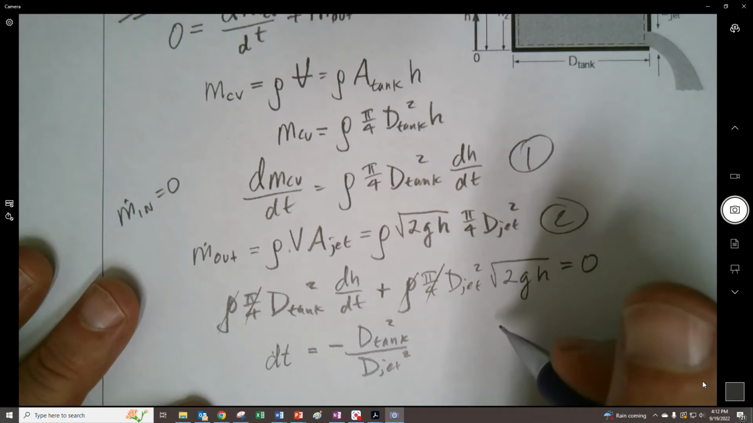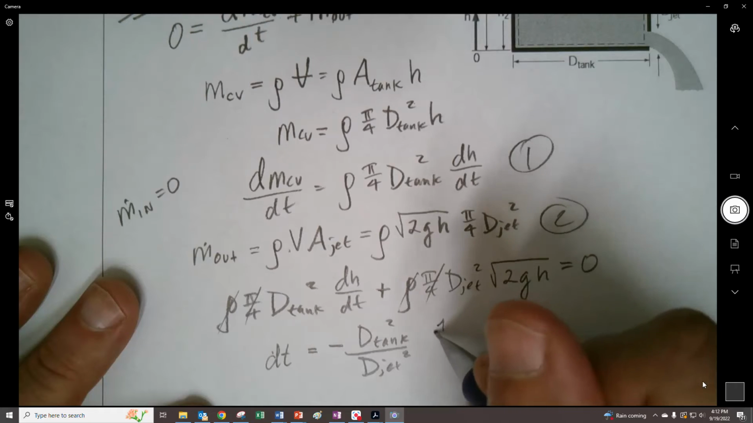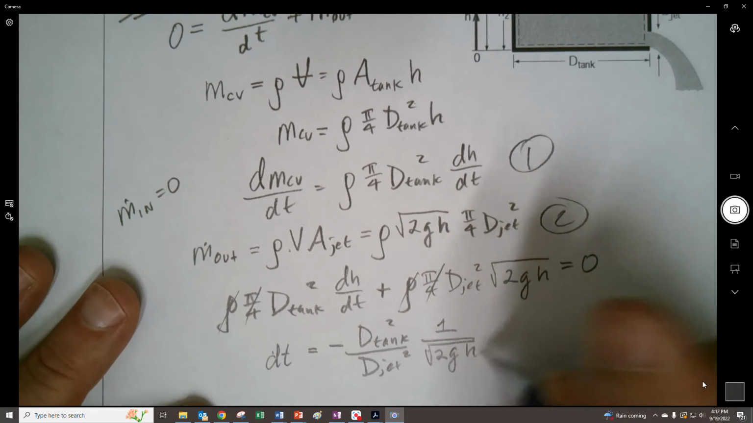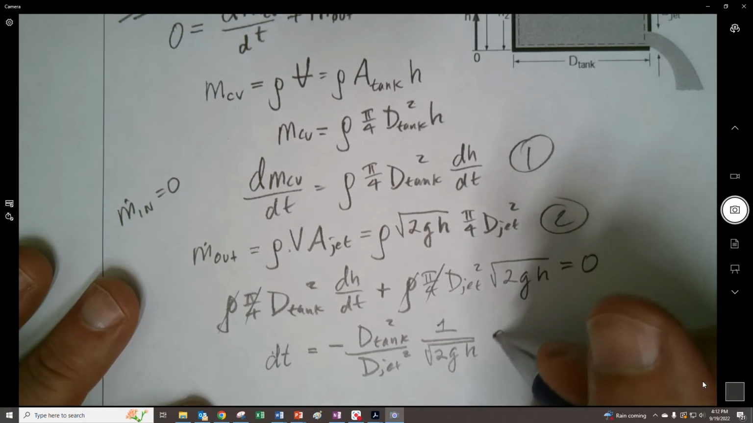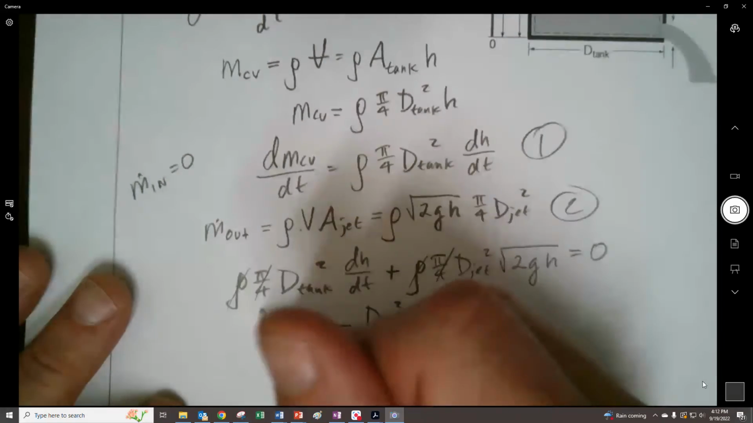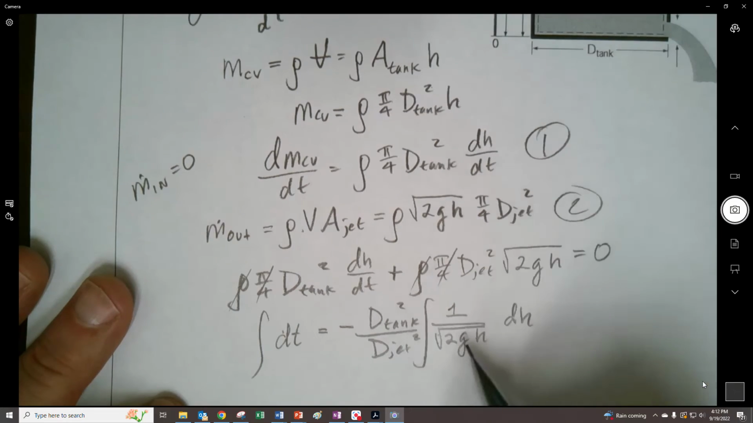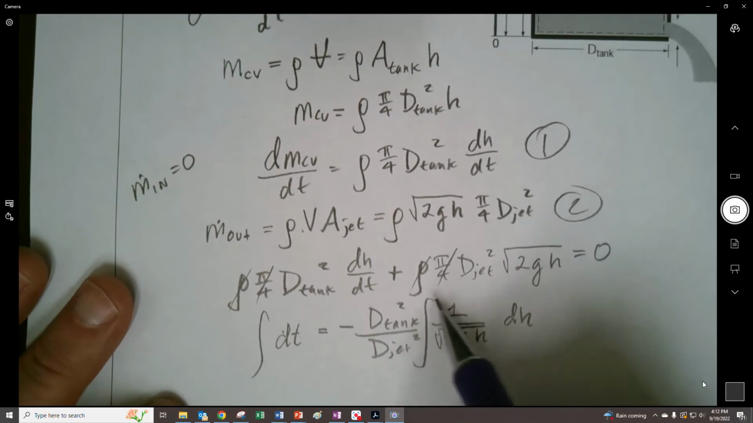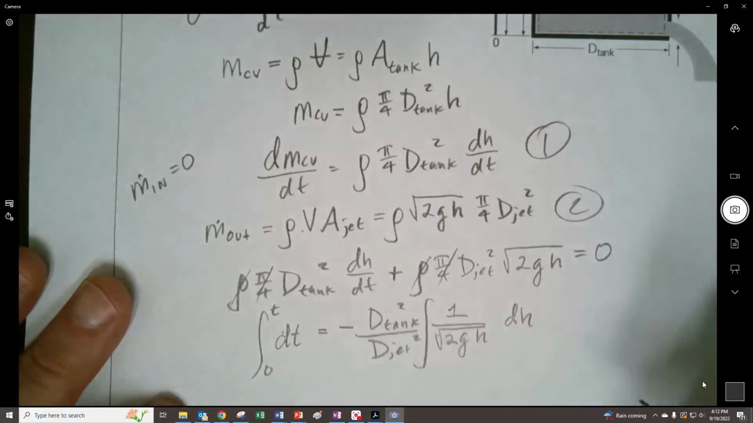And I'm going to move this 1 over square root of 2gh and have dh. So now we can integrate this. These two are constants. I could even move that 2g out of there if I wanted to. And so I'm going to go from 0 to time.